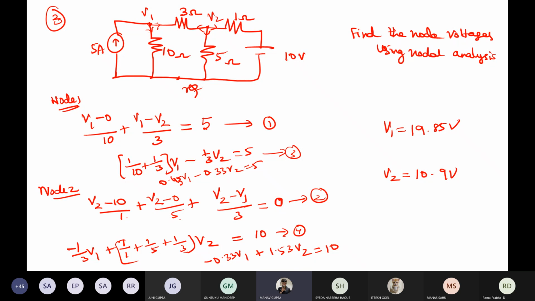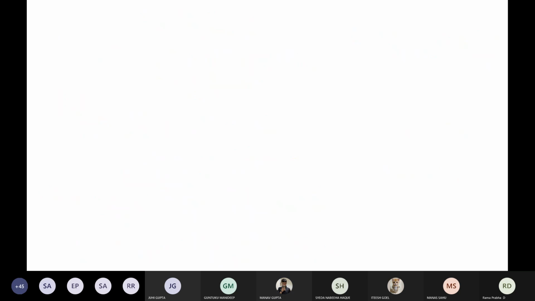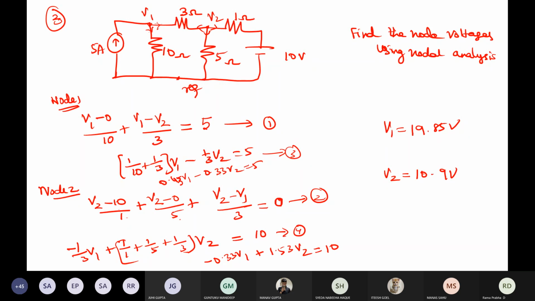Till now we have seen two analyses: one is mesh, the other is nodal. Again, I'm repeating: if they are not specifying anything, they generally ask to get the values for V1, V2 or something like that, no problem. You can do it by any method you want. But specifically, if they say mesh only or nodal, you should do only by that method.